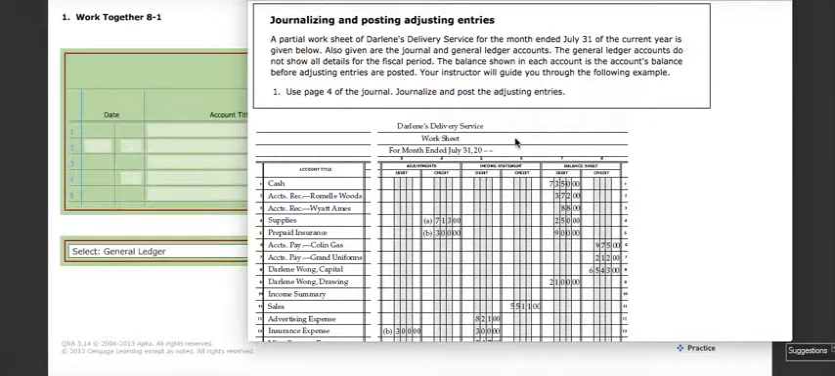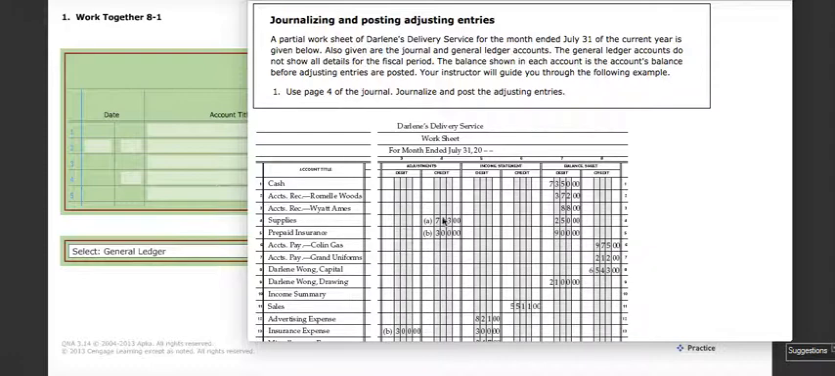Here in 8.1, we are given our directions right here on our screen, which says we are journalizing and posting adjusting entries. A partial worksheet for Darlene's Delivery Service for the month ended July 31st of the current year is given below. It also lists out different accounts. So what we need to do is, direction number 1 says use page 4 of the journal, journalize and post the adjusting entries. So right now, I'm going to keep these directions up here for a second to show you.